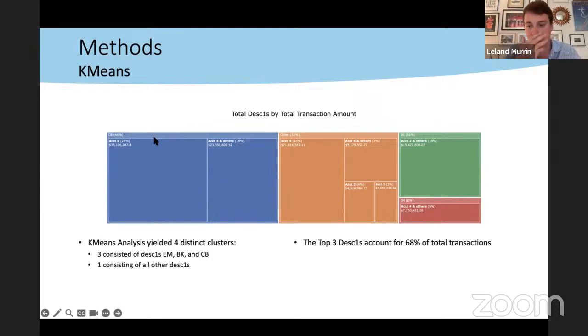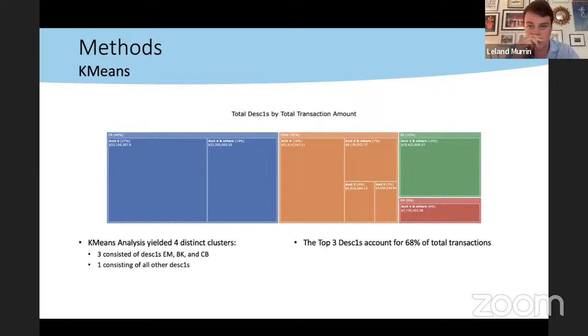I constructed this tree map just to get an idea of how much of the total transaction amount these 3 description ones are taking up versus the others. CB is taking up 46% of the transaction amount. Even the other 352 only took up 32%. So there's definitely something going on there, like a very large account or a certain type of transaction. I don't have entire visibility into it.